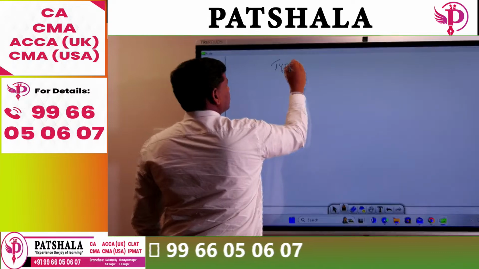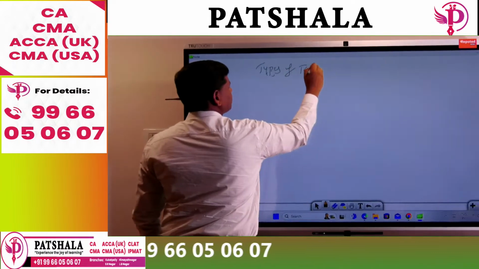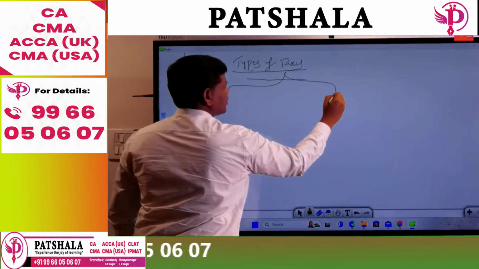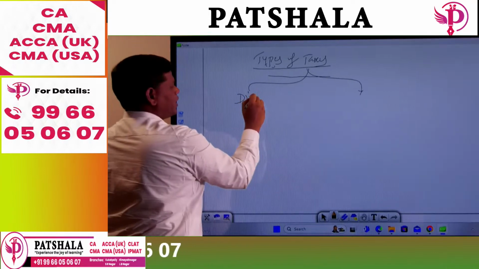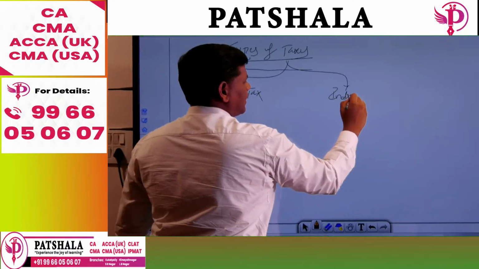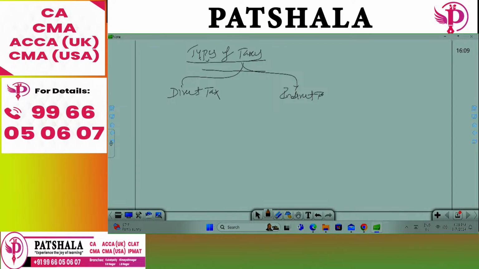Okay, let's look at the types of taxes that we have. Taxes are broadly categorized into two types. One is called a direct tax, another one is called an indirect tax.